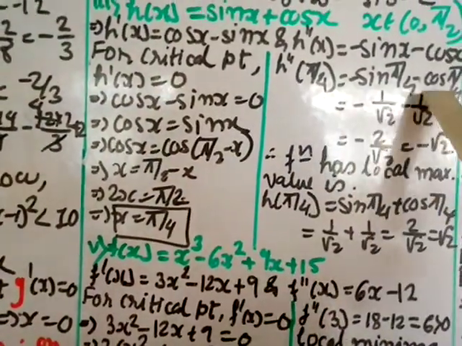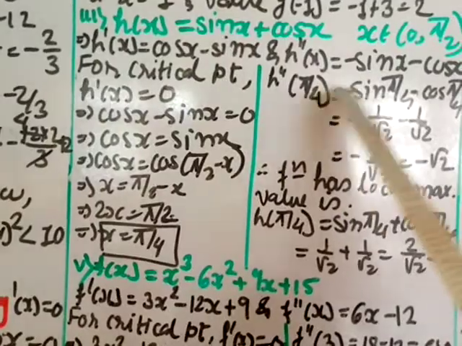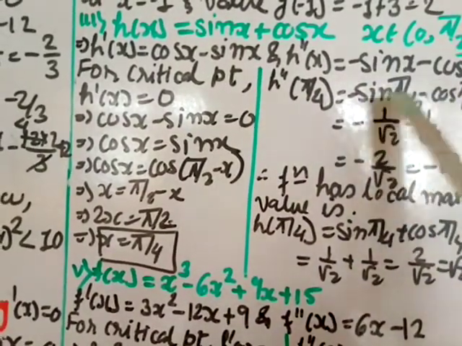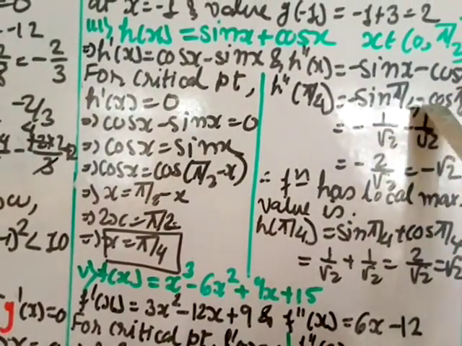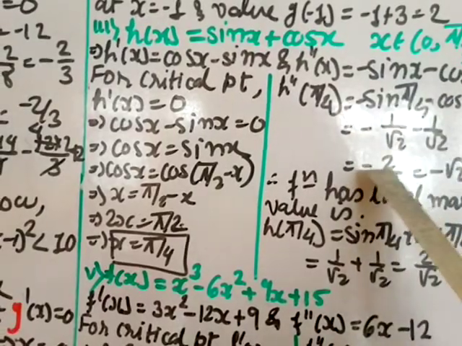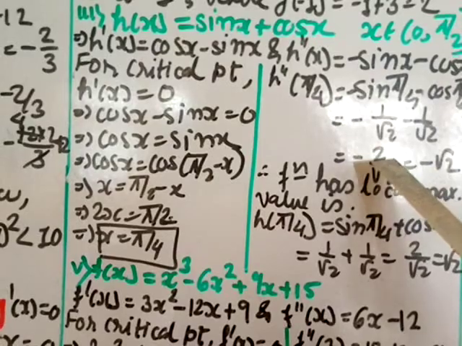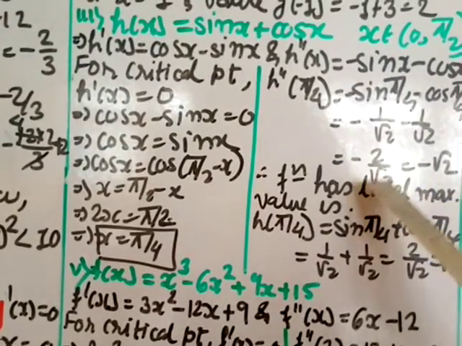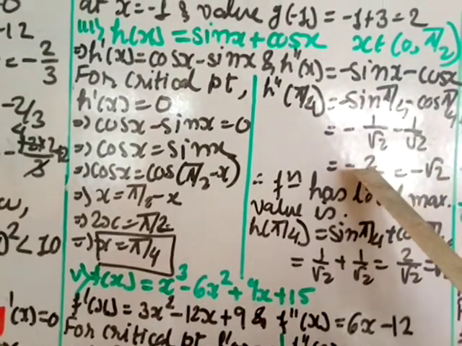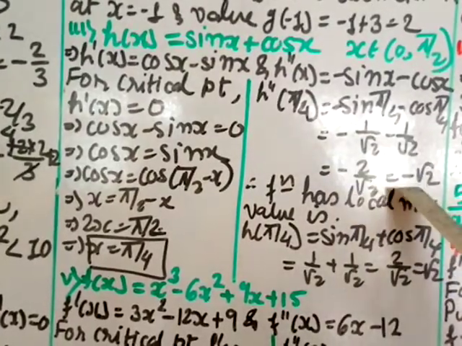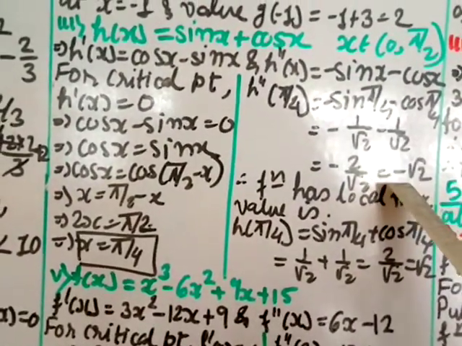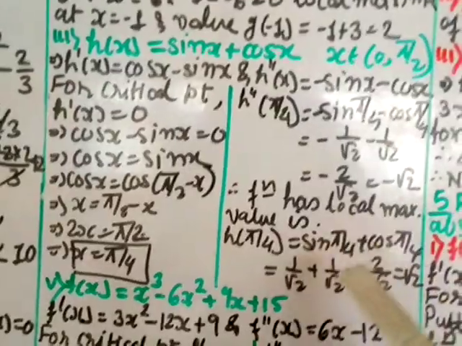Now in the double derivative you check at x equal to pi by 4. This is minus 1 by root 2, and this value is minus 1 by root 2, so minus 2 by root 2. 2 can be written as root 2 times root 2, root 2 cancels, so you get minus root 2. So the answer is negative, so it has a local maximum value, and you have to find the value.